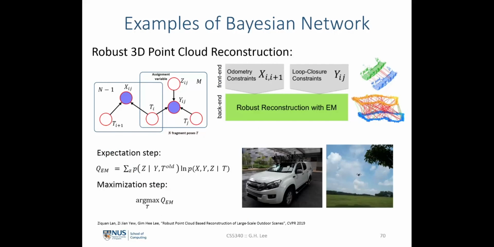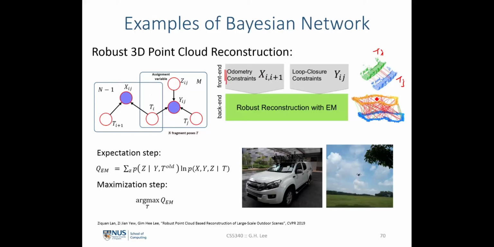Here's another example that I showed earlier in the introductory slide, where we make use of a Bayesian network to model a robust 3D point cloud reconstruction. Suppose that I have fragments of the point cloud that look something like this, and the global poses of this point cloud are represented by Ti and Tj respectively. I would have some observed constraints between the relative poses. Consecutive relative poses, I'll denote as Xij, which I also call the odometry constraint.